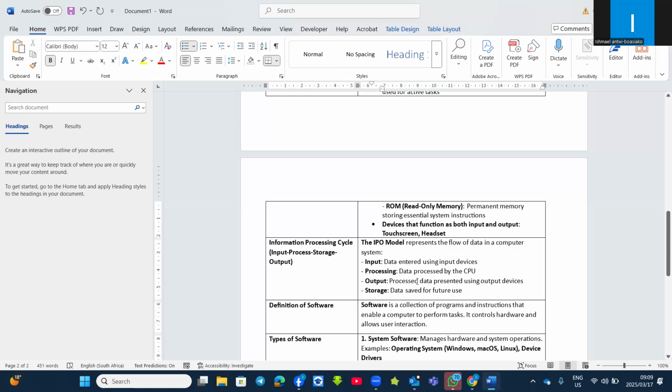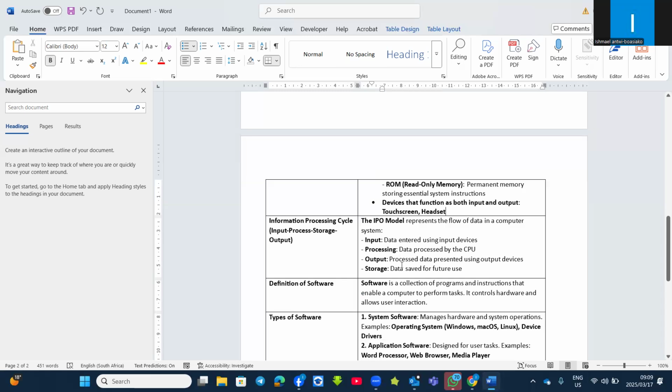The second stage is the processing, whereby data is processed by the CPU. The third stage is the output, whereby the processed data is displayed on the screen. And lastly, we have the storage. That is where we save the data for future use.